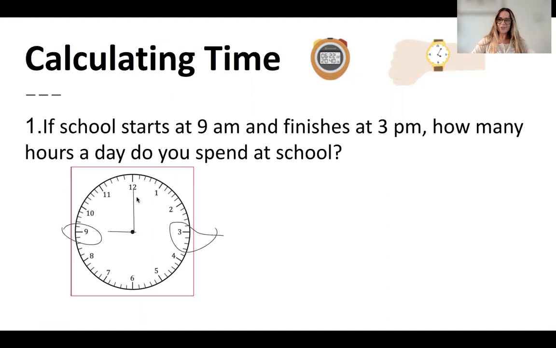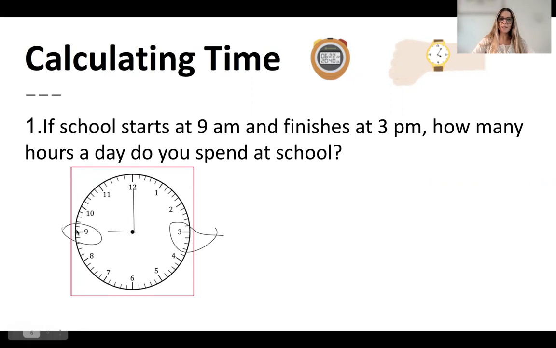Now you can see that I've drawn 9 o'clock on our clock to start, and I've circled the 9 because we're going to start at the 9, and we know we read the clock clockwise. So we're going to count in hours till we get to the 3, which I've circled as well. So if we start at 9, we jump up to 10, 11, 12, 1, 2, 3, that's 6 hours it takes to get to 3 o'clock.